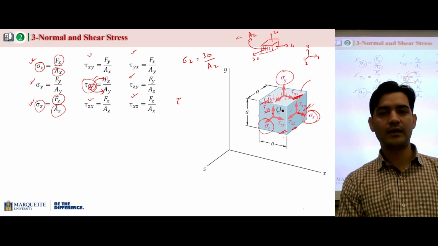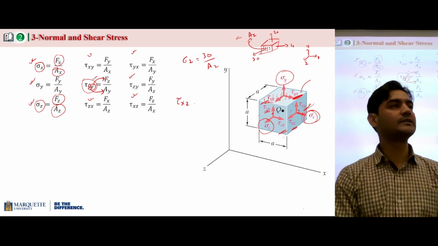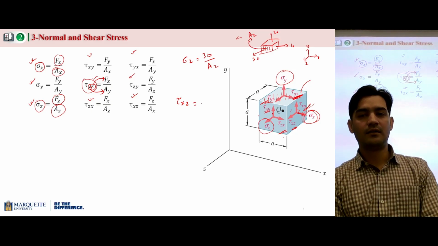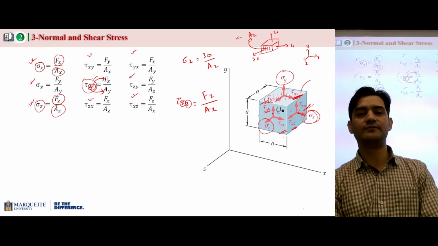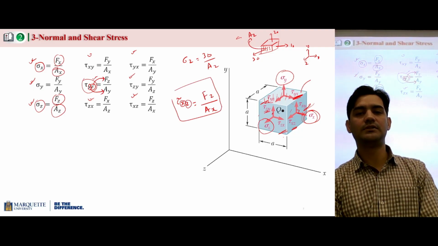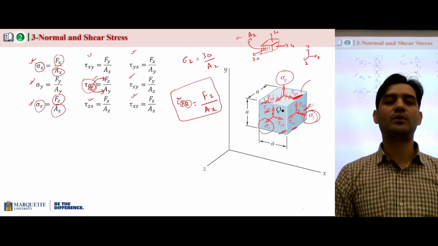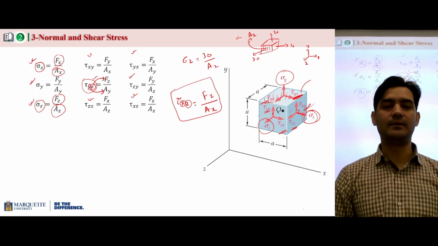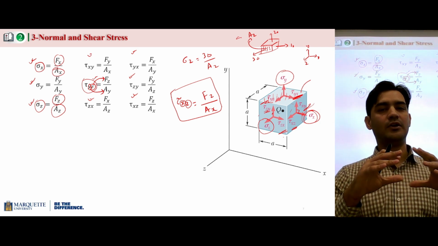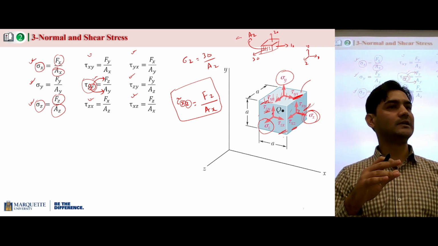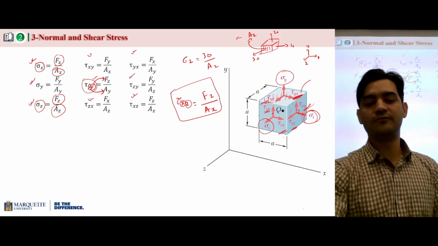So if I ask you to calculate stress xz, this is x, so you will use AX. This is z, so you will use force FZ. That's the convention, and when we do the calculation, it will get clear. But for now, all you need to know is that on a stress element, you have 3 normal stresses and 6 types of shear stresses.